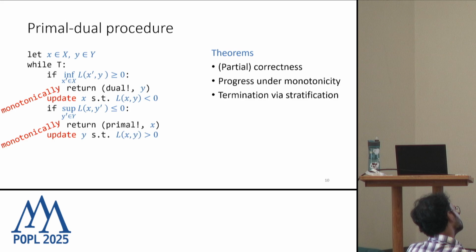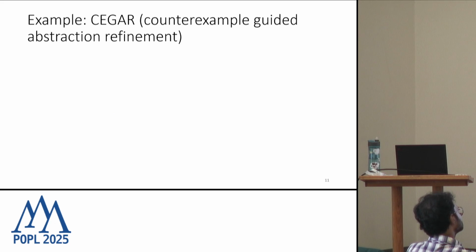All right, so now the real beauty of this simple algorithm is that we can now start to instantiate it with different Lagrangians and see that we get different existing algorithms from automated reasoning and program verification. So the first example we're going to look at is counterexample guided abstraction refinement, or CEGAR.